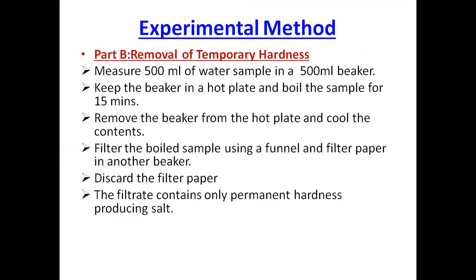How to remove temporary hardness? Temporary hardness can be removed by simply boiling the water for 15 minutes. You see, a very simple technique. Take 500 ml water sample in a 500 ml beaker or a little larger beaker, keep the beaker on a hot plate and boil the water for 15 minutes. Remove the beaker from the hot plate and cool the contents. Filter the boiled sample using a funnel and filter paper into another beaker, and discard the filter paper.